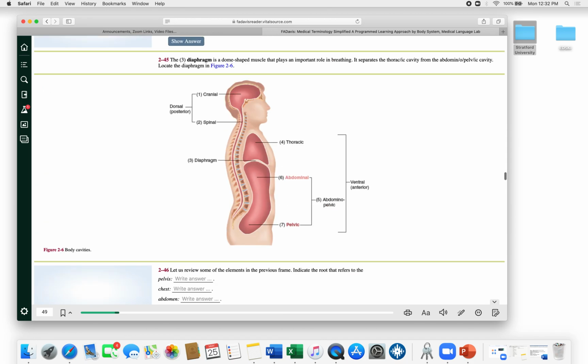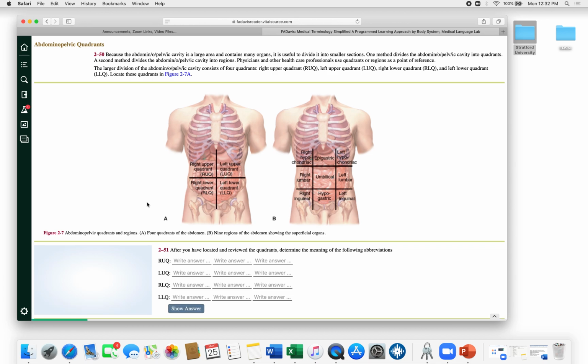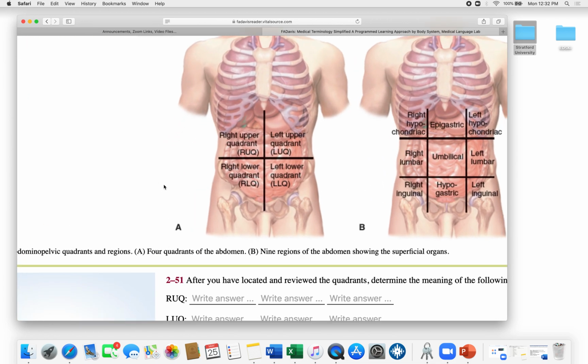Okay, let's now go over this. I kept on using the word right upper quadrant, left upper quadrant, so on and so forth. Let us look at this. Uh-oh. What's going on here?